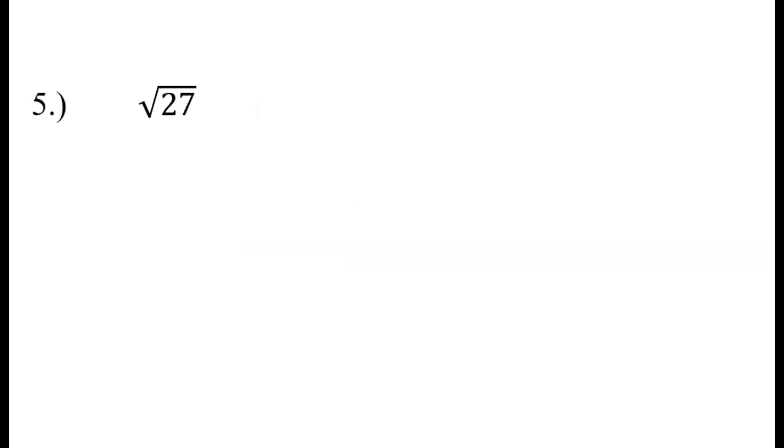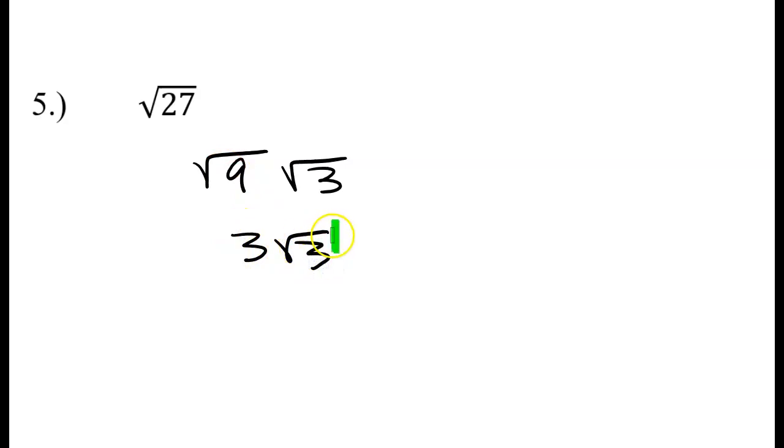Let's do one more. Looking for the largest perfect square that will divide evenly into 27. The largest perfect square that divides into 27 is 9. So we split it up using 9. 9 times what is 27? The answer to that is 3. So since 9 is the perfect square, 9 simplifies to become 3. So the final answer to this is 3 square root of 3. And that's how we simplify radicals.